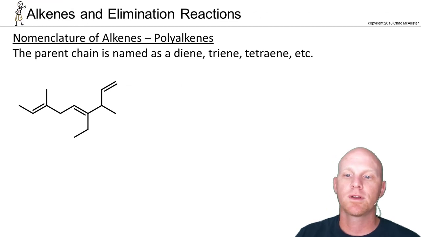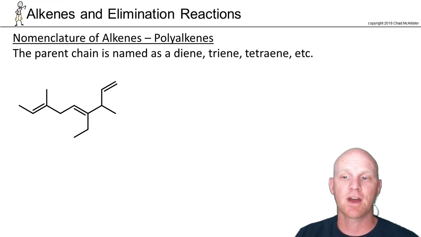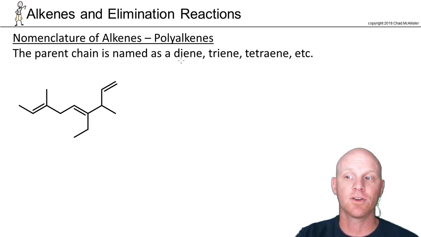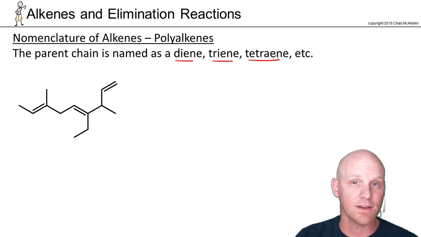So now we want to take a look at how you name a polyalkene, when you've got multiple alkenes in the same molecule. It turns out in the parent name, instead of just saying ene, you're going to say diene, triene, tetraene, and so on, describing the exact number of alkenes you have in your molecule. You still want to find the longest continuous carbon chain that contains all the alkenes if possible, and you want to number it in such a way to give the first alkene you encounter the lowest possible number.